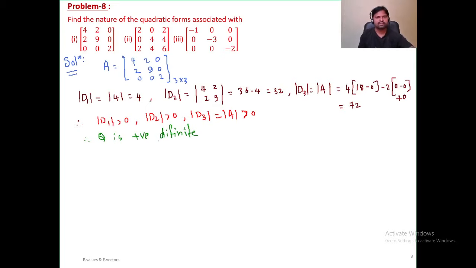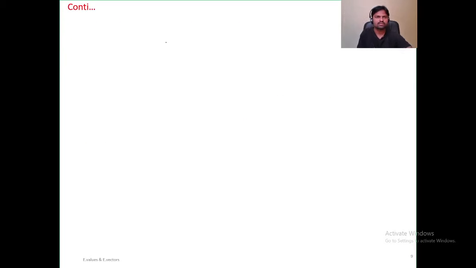Okay. Similarly for the second one, so this is the first one, now the third problem: minus 1, 0, 0, 0, minus 3, 0, and 0, 0, minus 2. This problem I already did, but I want to classify by using the concept of determinant. Okay. Now let us find the leading principal minors. If it is not working, then I will go to the principal minors. So now first D1. What is determinant of D1? Determinant of minus 1, which is minus 1 only.